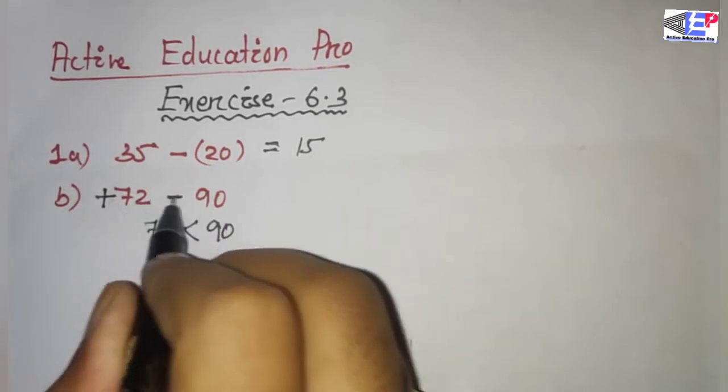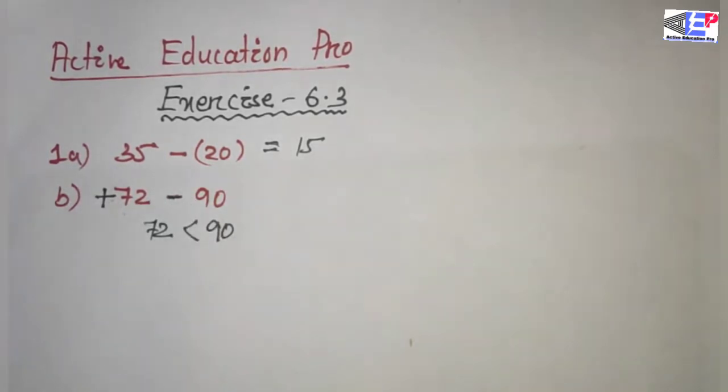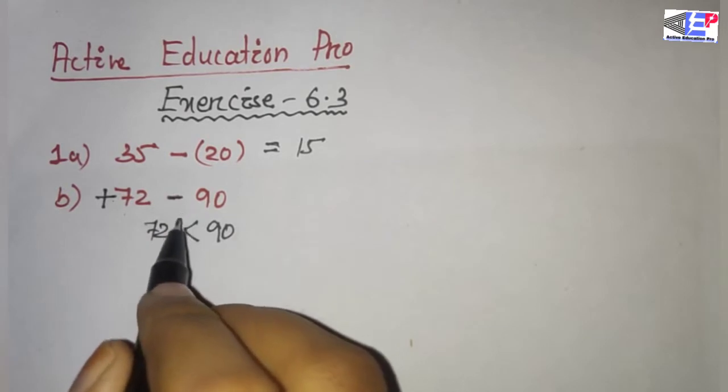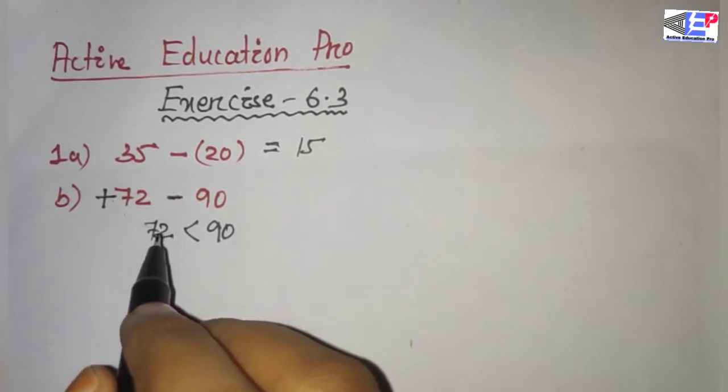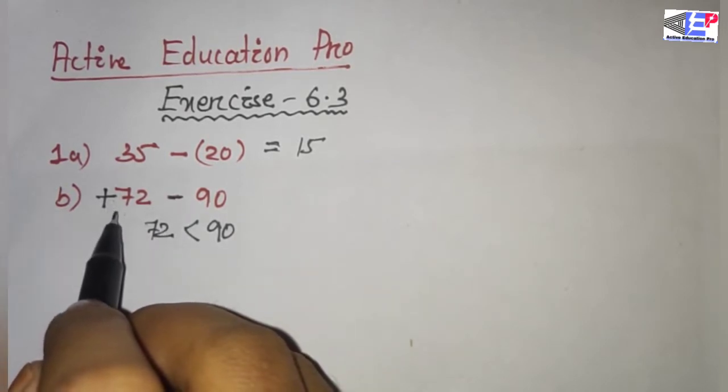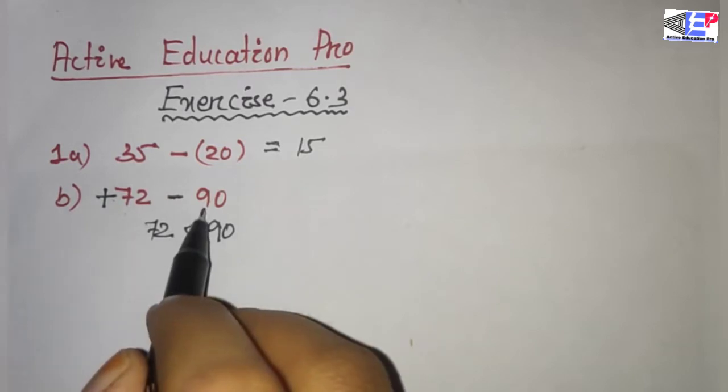So 72 and 90, and as I already told, subtraction of integers is a special type of addition. So you can apply the same sign rule for subtraction. At the time of subtraction of integers, you can apply the same sign rule. Here 72 and 90 are opposite integers. One is a positive integer, whereas the other is a negative integer.